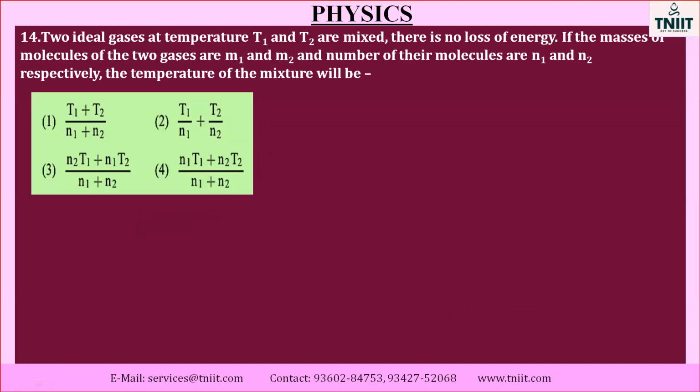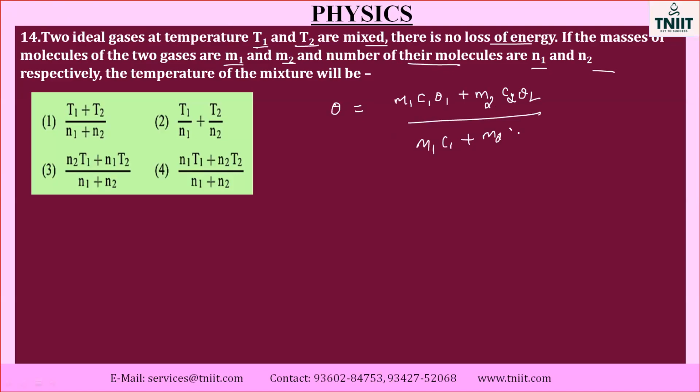Now there are two ideal gases at temperatures T1 and T2, and they are mixed. There is no loss of energy. Molecules having masses M1, M2, and the numbers of molecules are N1 and N2. What is the temperature of the mixture? You know that the temperature of the mixture is given by M1 C1 theta 1 plus M2 C2 theta 2 divided by M1 C1 plus M2 C2. So this is the common temperature of the mixture, where M represents the mass, C represents the specific heat.